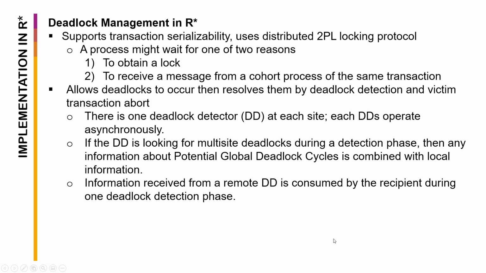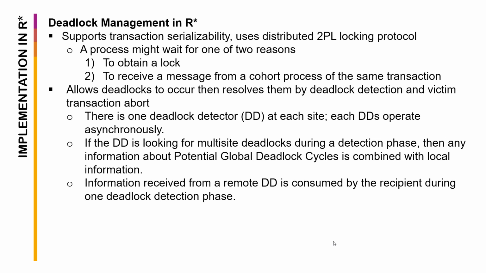So System RSTAR allows deadlocks to occur, and then it just resolves them by deadlock detection and victim transaction abort. In System RSTAR, there is one deadlock detector at each site, and each deadlock detector operates asynchronously. The frequencies at which local and global deadlock detection searches are initiated can vary from site to site. Each deadlock detector wakes up periodically and looks for deadlocks after gathering the wait-for information from the local database managers and the communication manager. If the deadlock detector is looking for multi-site deadlocks during a detection phase, then any information about potential global or multi-site deadlock cycles received earlier from other sites is combined with the local information.